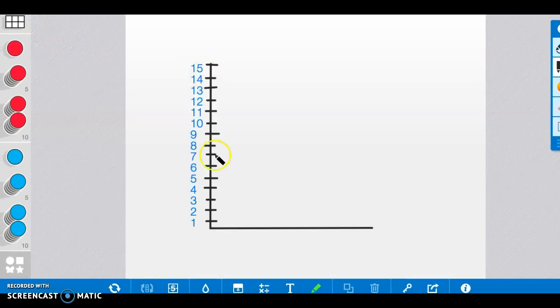Okay, so I went ahead and I made mine. I made mine up to 15. I told you to do 20, but if you did 15, that's okay too.